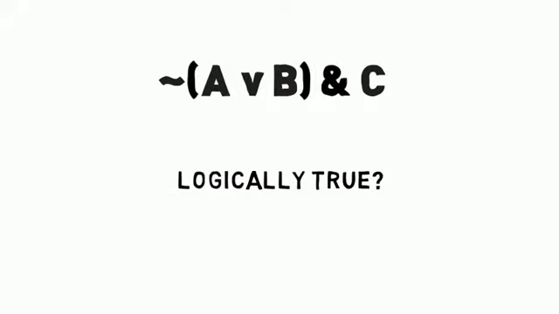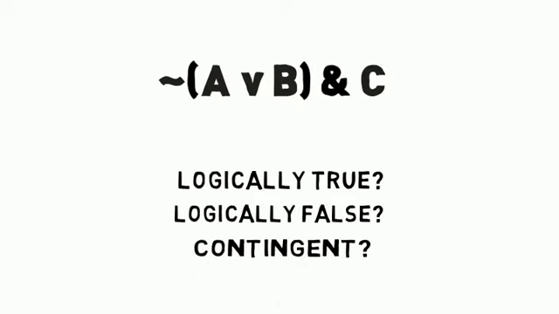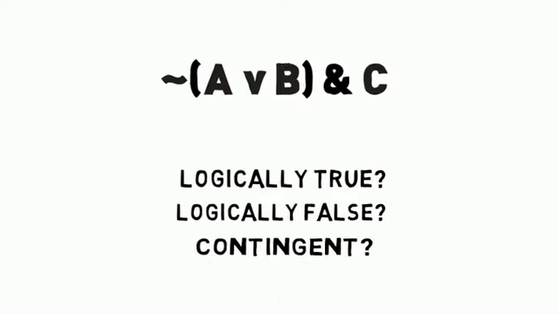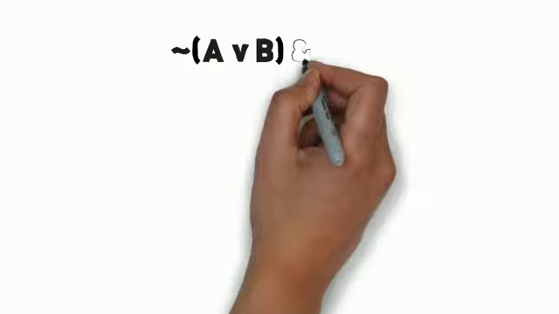Not (A or B), and C. Is this statement logically true, logically false, or contingent? We can answer this question by constructing a truth tree. To begin, write the statement down at the top of the page. Then ask yourself, under what conditions would this statement be true?